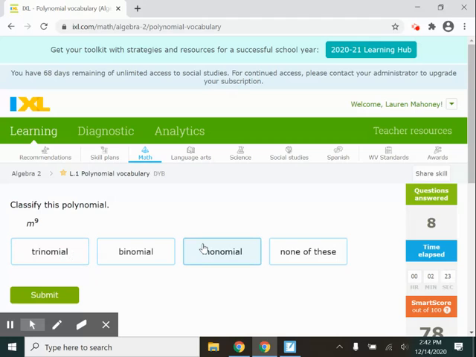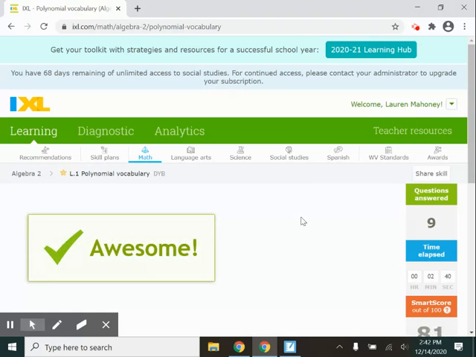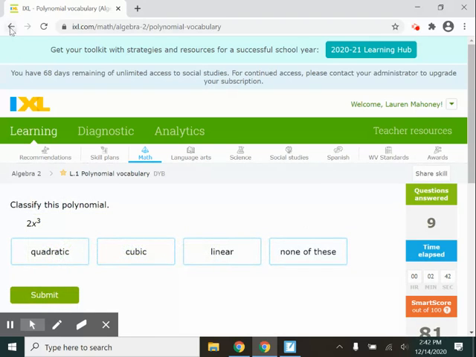Trinomial, binomial, monomial refers to the number of terms. So if you have 3 terms, that would be the tri. Binomial, that's bi, that's going to be 2 terms. Monomial is 1. This has 1 term, it's just m to the 9th, so this would be a monomial. So that's your L1.